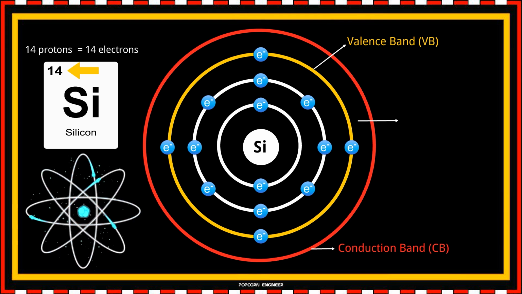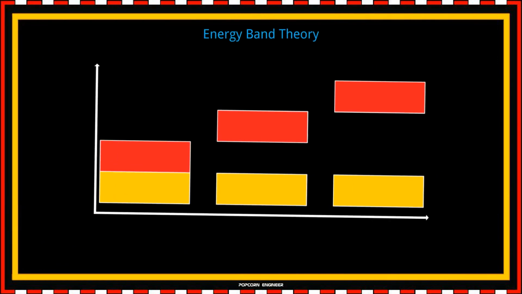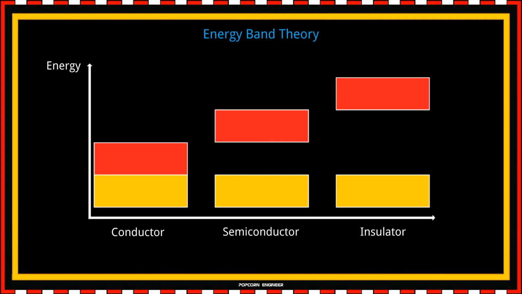But here is the thing. Between the valence band and the conduction band, there is this gap which is called the band gap, or sometimes we call it the forbidden gap, because electrons cannot exist in that space. They either stay below it or jump completely over it. If we look at the band theory, you will notice the clear difference in band gaps between conductors, semiconductors, and insulators. Once again, the valence electrons sit in the yellow area, that's the valence band, and the red area above is the conduction band. The gap between them is what we call the band gap.